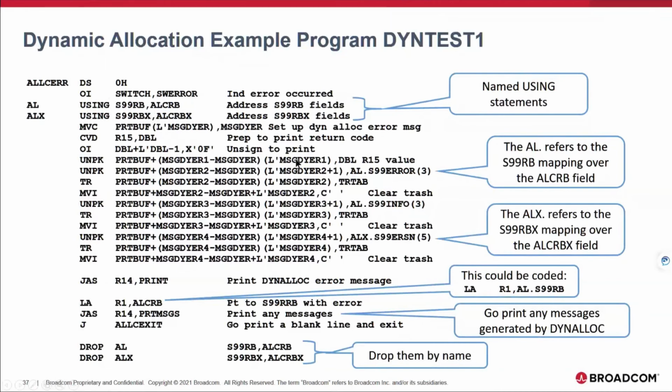So over here, when we see references here, this AL dot S99 error, that means in the S99 error area of this ALC RB, this is the actual RB here, it will pull the error code, the info code, and now this is in the RB extension. It'll get that error reason, and it will print all those things in hex.